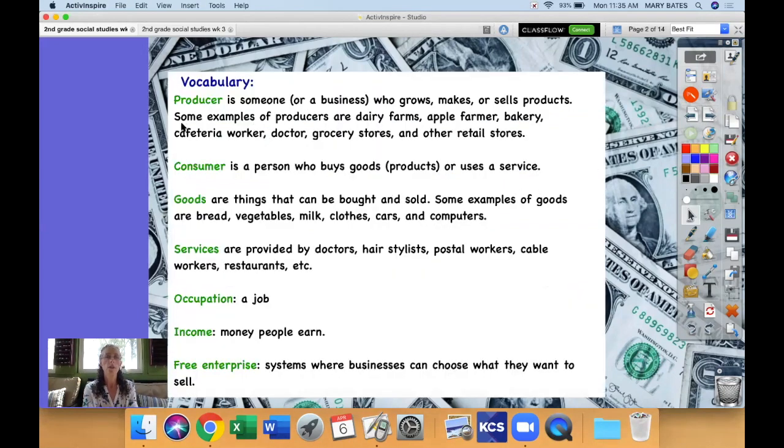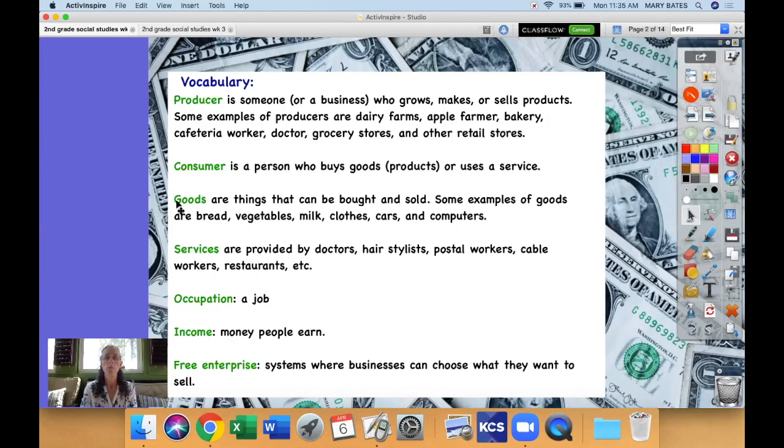Our first word is producer. A producer is someone or a business who grows, makes, or sells products. Some examples of producers are dairy farms, apple farmers, bakeries, cafeteria workers, doctors, grocery stores, and other retail stores. A consumer is a person who buys goods or products or uses a service.